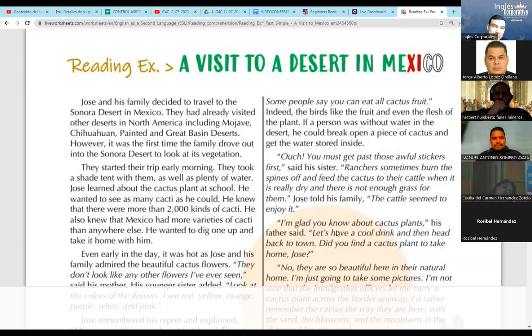José and his family decided to travel to the Sonora desert in Mexico. They have already visited other deserts in North America, including the Mojave, Chihuahuan, Painted and Great Basin deserts. However, it was the first time the family drove out into the Sonora desert to look at its vegetation.